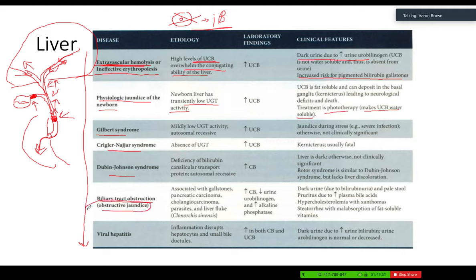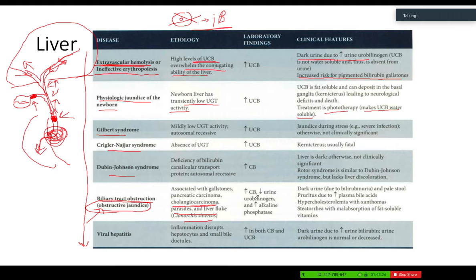It's called obstructive jaundice. If you hear this term, obstructive jaundice, this means that either there's a stone in this common bile duct, there can be a cancer in the head of the pancreas blocking this whole area. You can have a cancer in the ducts of the biliary tree.